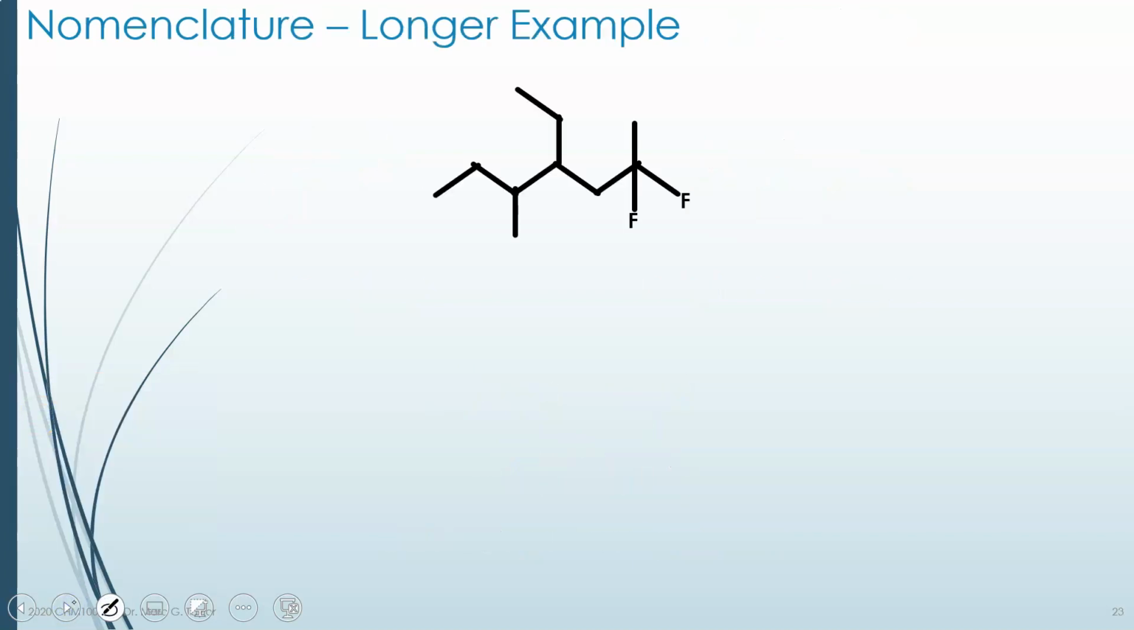So now let's look at a real challenge. Here's a molecule. It has 2 fluorines on it. It has side chains on it. Take a look for the biggest main chain you can find. It might take you a few seconds.